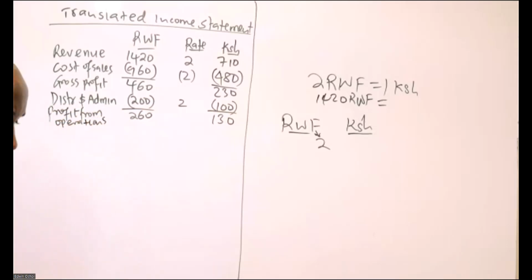Teacher, even revenue, we are dividing by the average? Yes, revenue. Incomes and expenses. The income statement items use the average. All of them. Income statement items use average.